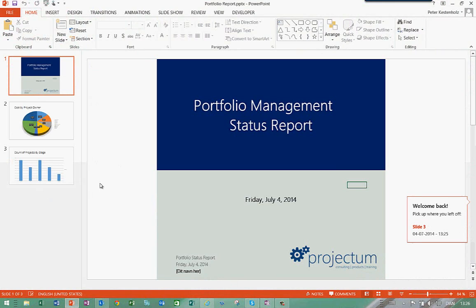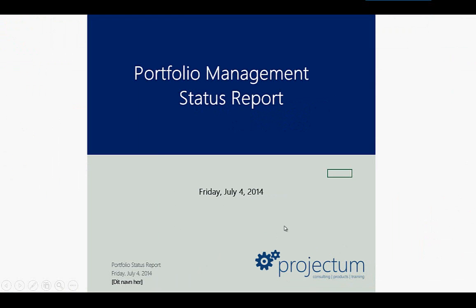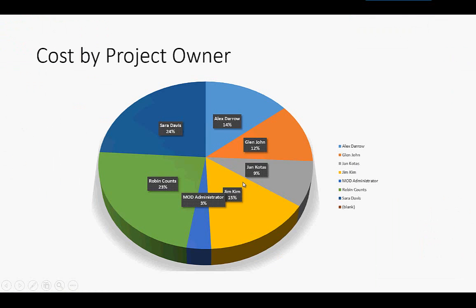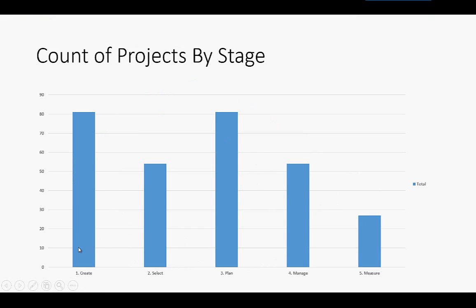And in this case is an example of a very basic one, just having a front page with some current date and your name, looking at cost by project owner in this case, and something around count of projects by each stage if you are using a workflow. It could be a custom field as well. Could be various other pages that you would often see are being used to monitor the health of the portfolio. So I'm trying to give you an example now on how you would actually go around this.